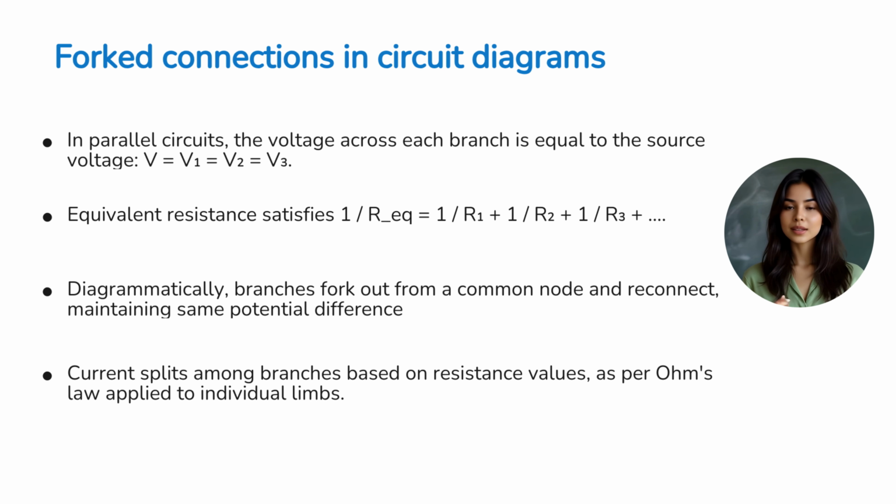In diagrams, these branches fork out from a common node and then rejoin, maintaining the same voltage difference as shown in figure 11.9. The current in the circuit splits among the branches according to each branch's resistance, governed by Ohm's law applied to each limb. The lower the resistance, the higher the current through that branch. Parallel circuits are everywhere, like in your home's electrical wiring, allowing different appliances to run independently without affecting others.